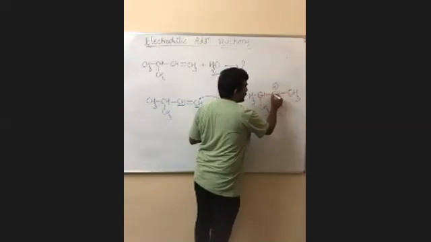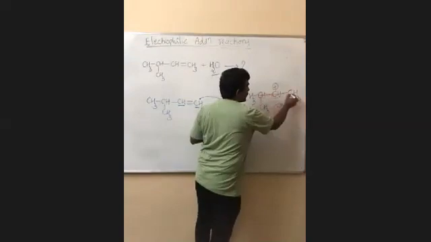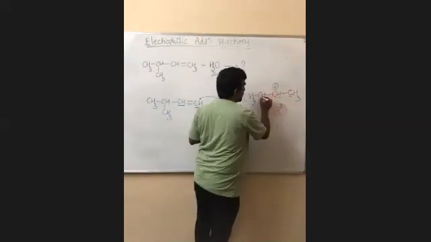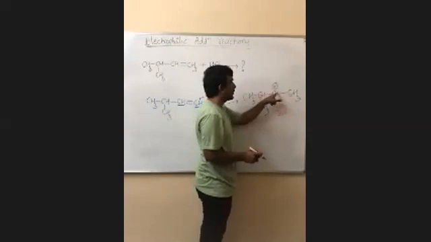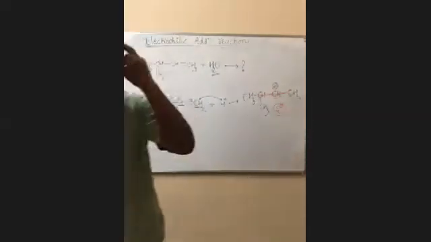This carbon is bonded to two carbons here. It is not bonded to this one directly. You see, this is not bonded to this one directly. This is bonded to this carbon and this carbon. That's why it is called secondary carbocation.